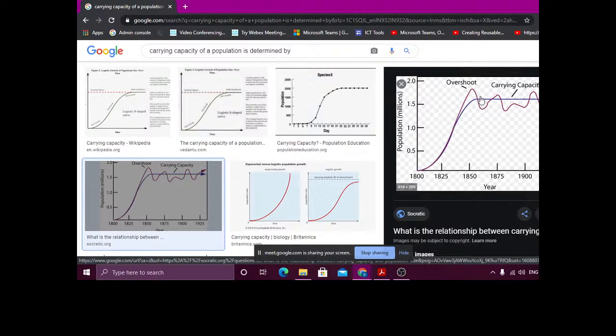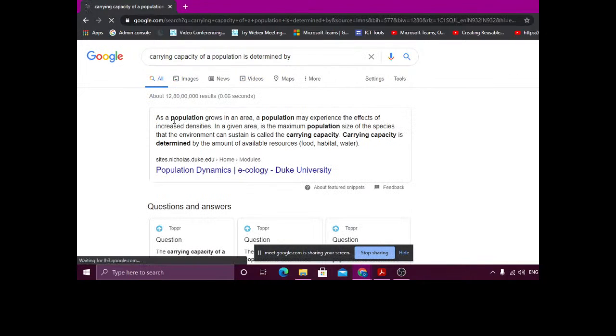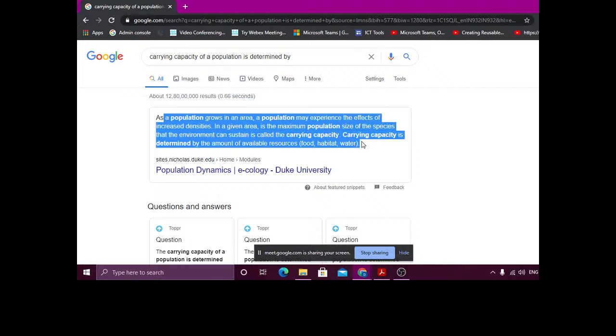So if you see this, the population increases and then gradually it levels off. So this is the carrying capacity. This is the maximum. Carrying capacity can be defined as the maximum number of individuals in a population. As a population grows in an area, it may experience the effects of increased density. In a given area, the maximum population size of the species that the environment can sustain is known as the carrying capacity. And this carrying capacity is determined by the amount of available resources.